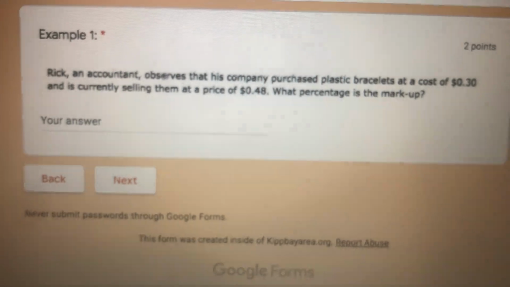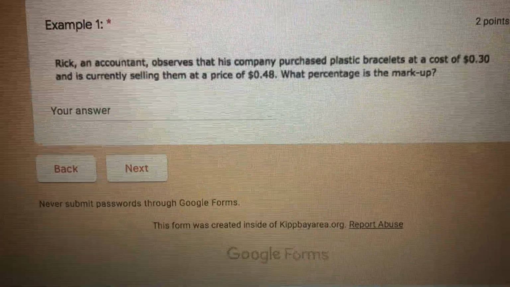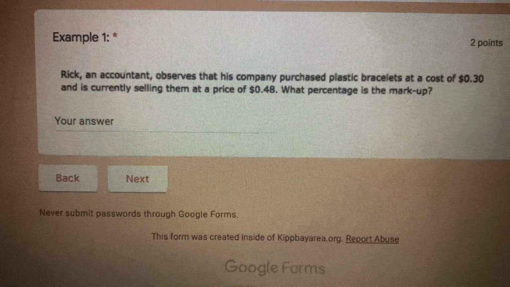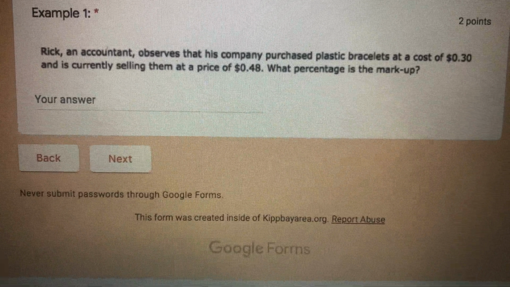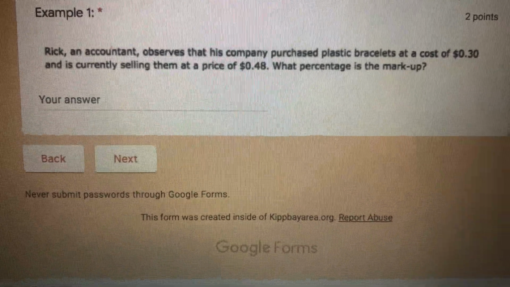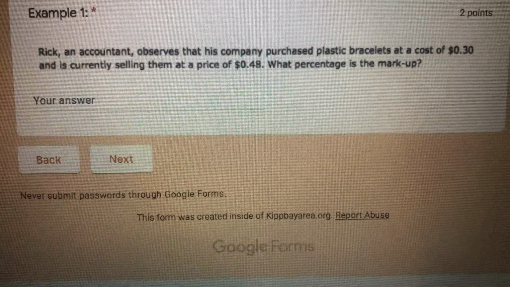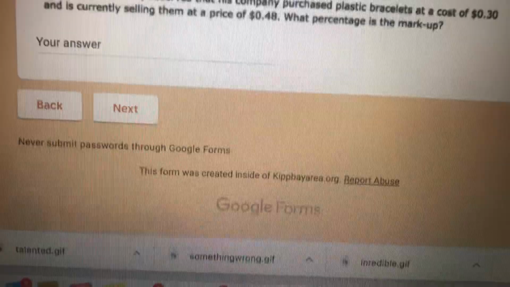So today's going to be a little different because we're finding the percent, okay? Which means instead of multiplying, we will actually be dividing. So example 1 says: Rick, an accountant, observes that his company purchased plastic bracelets at a cost of 30 cents and is currently selling them for 48 cents. What percentage is the markup?